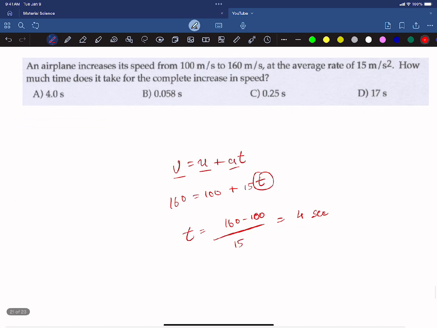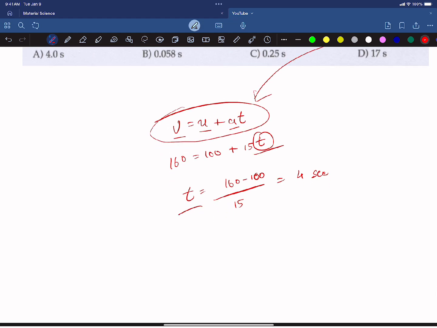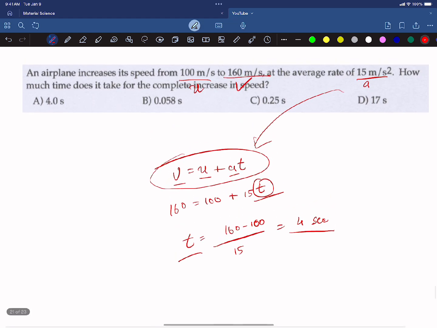So we'll use this formula: v is equal to u plus at. So we have our final velocity, we have our initial velocity, and we have our acceleration. So we put all the values in the equation and we have to find t. So t is equal to 4 seconds. Our answer is A.